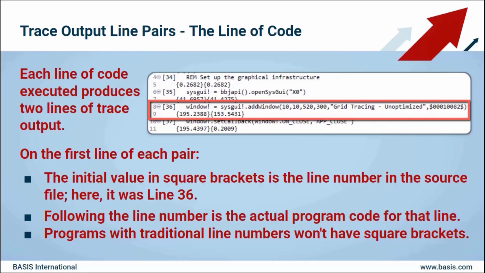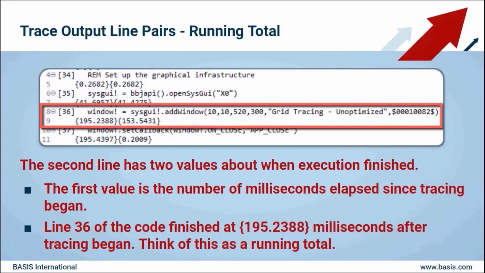Following that line number is the actual program code for that line. Please note that if you're tracing programs with traditional line numbers, these will not show up with the number in square brackets. The second line of the pair has 2 values about when the execution finished.